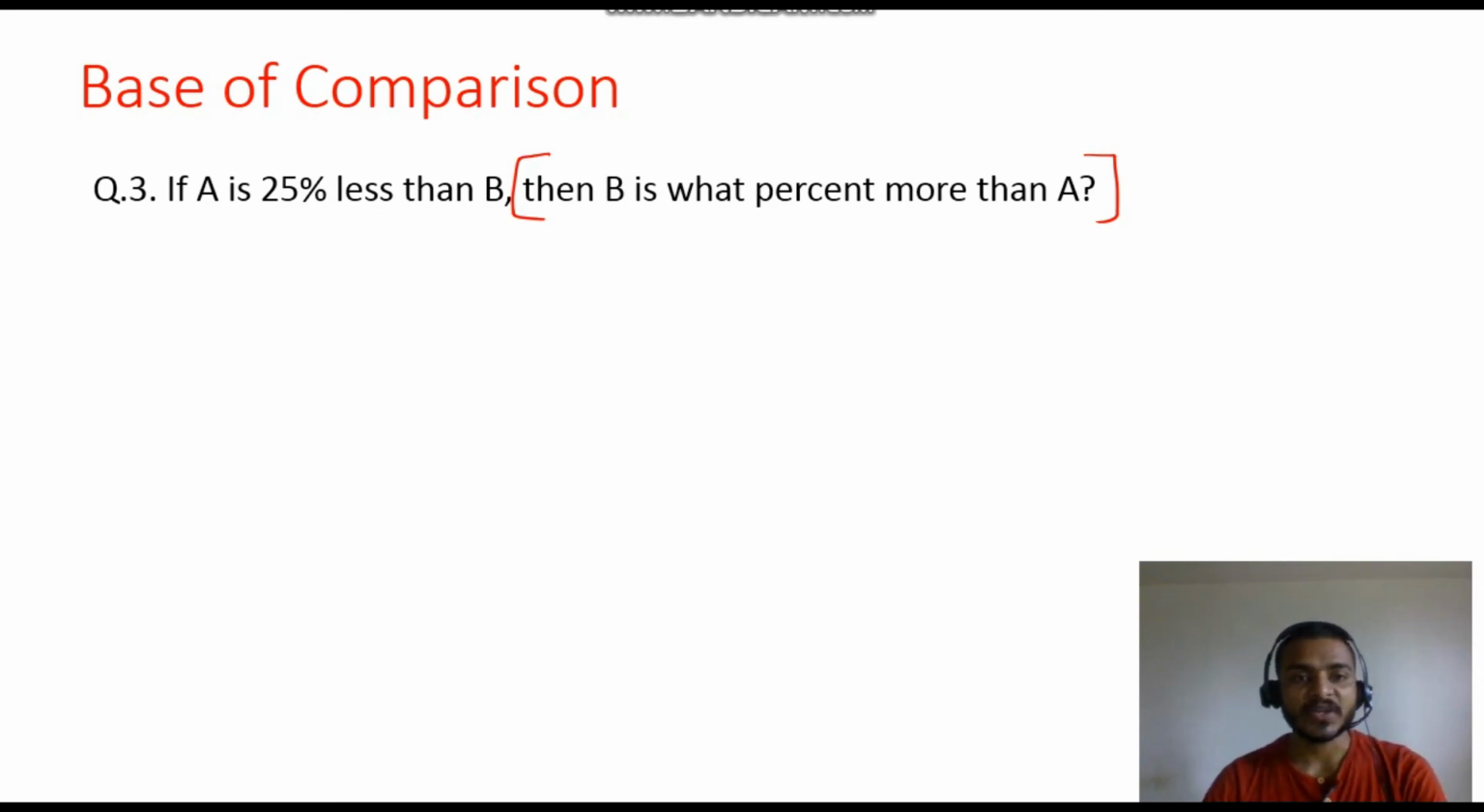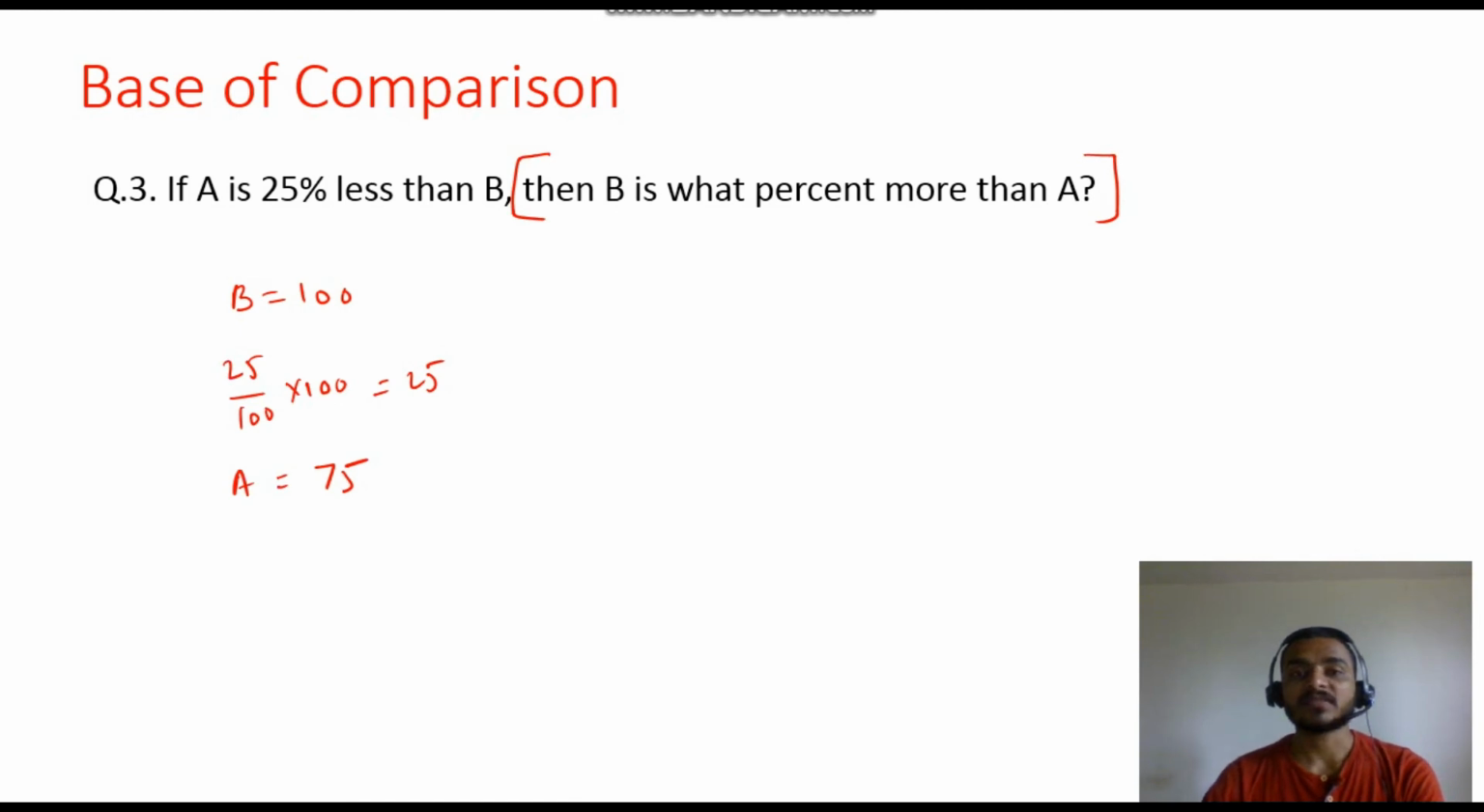So if A is 25% less than B, let us assume B equal to 100. If I assume B equal to 100, the question says A is 25% less than B. It is not 25% of B. It is 25% less than B. So if B equal to 100, then 25% of B is equal to how much? 25 itself, right? And then the statement says A is 25 less, that is 75. Okay, so the value of B is 100 and that of A is 75.